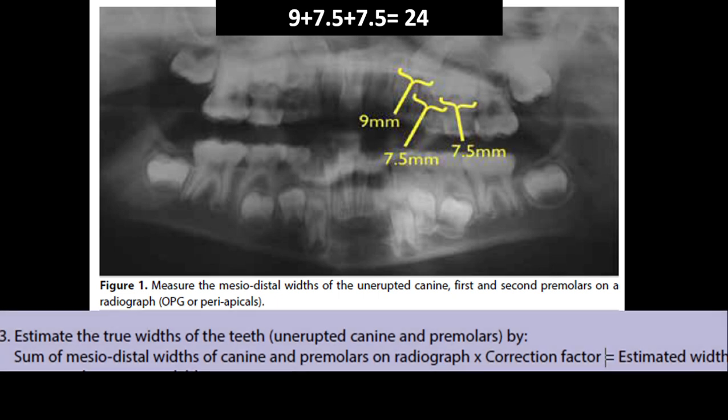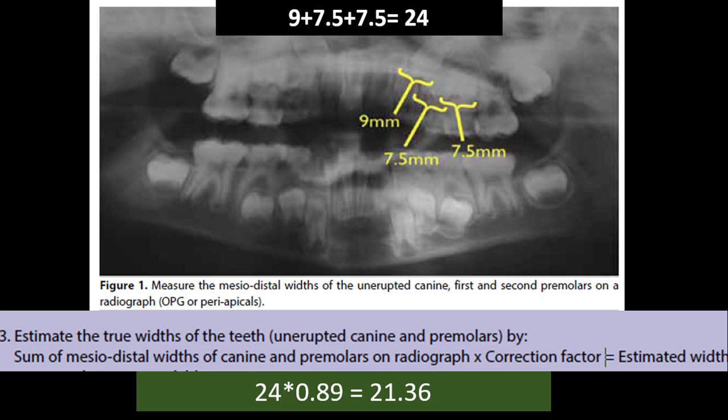Step 4, we are going to estimate the true width of the unerupted teeth. We have the sum of the mesiodistal width of the canine and premolars on the radiograph, in our example 24, and we have the correction factor we measured previously, as you remember. So 24 multiplied by 0.89 will be equal to 21.36 millimeter as the estimated width of the unerupted upper canine and premolars.